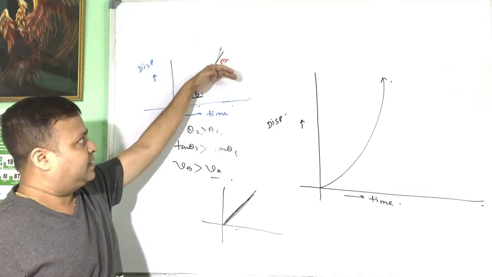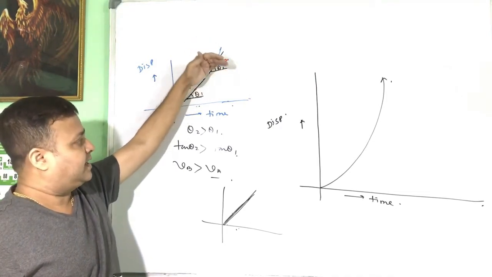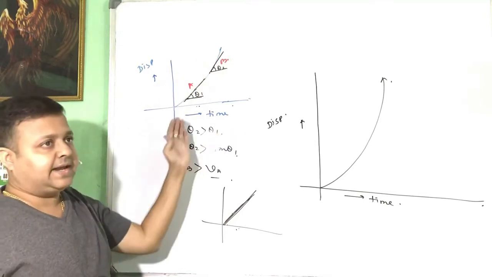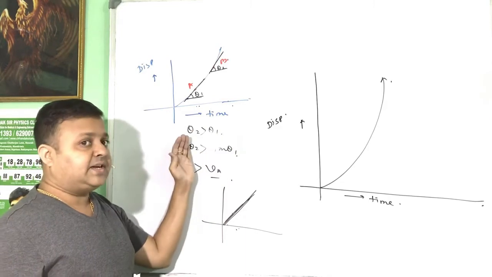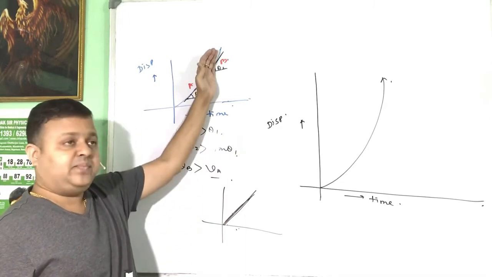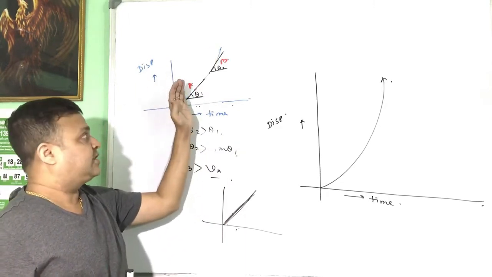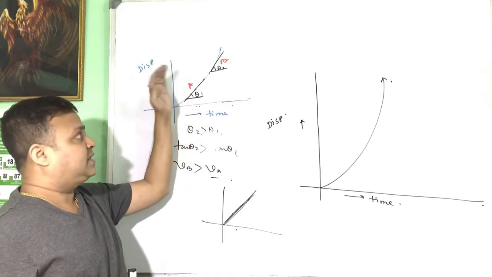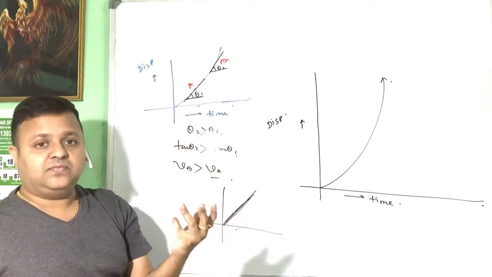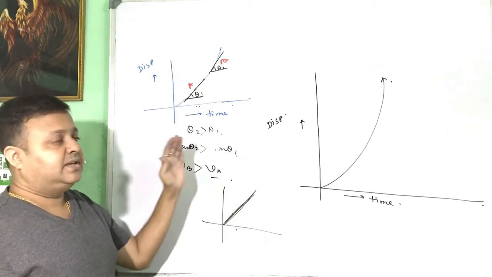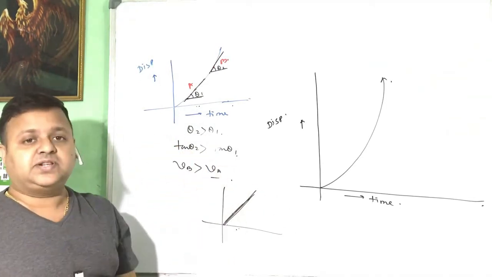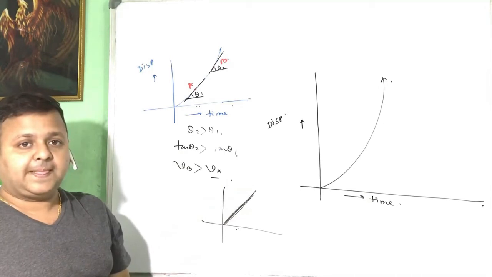From this figure, you can see clearly that theta 2 is greater than theta 1. Taking tan on both sides, tan of theta 2 is greater than tan of theta 1. What is tan of theta 2? That is the slope at point B. What is tan of theta 1? That is the slope at point A. The slope of the displacement-time curve gives the velocity. That means this is the velocity at point B, and this is the velocity at point A. So velocity at point B must be greater than velocity at point A.